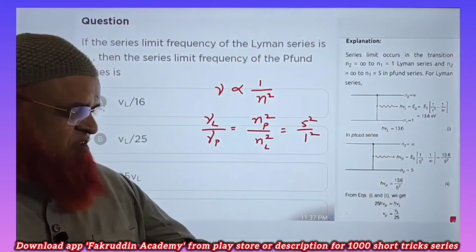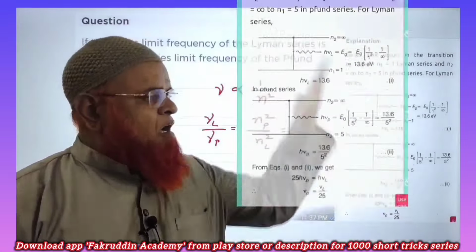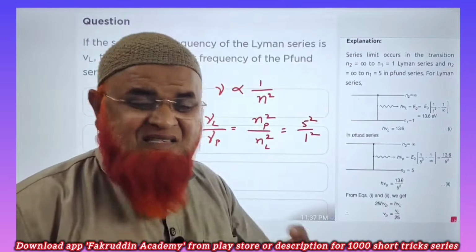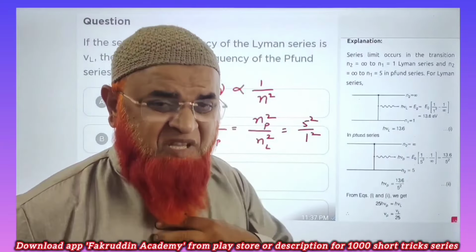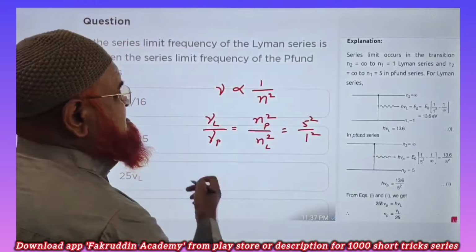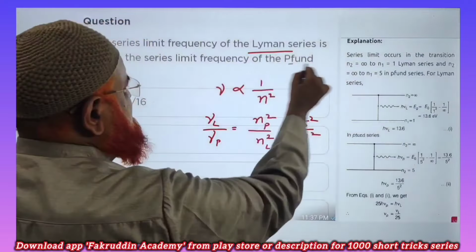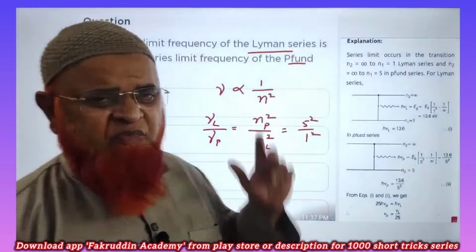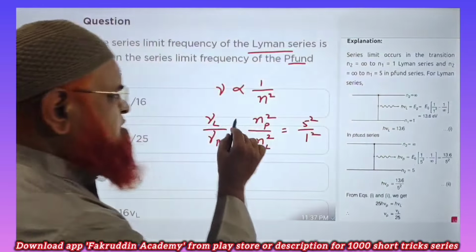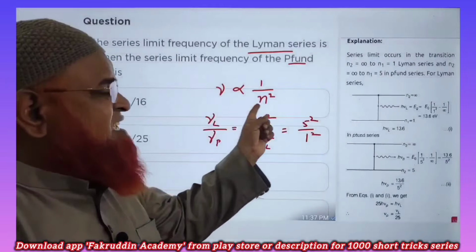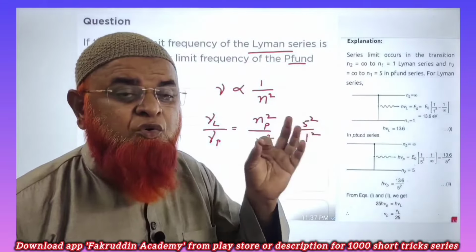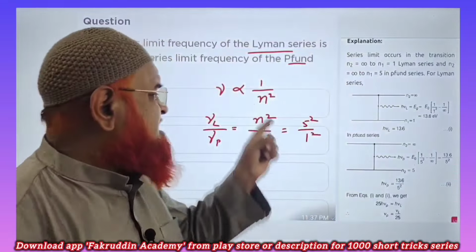Friends, see the lengthy methods given in the books. Not necessary. Let us use a simple shortcut method to solve the problem of this series here. So this is going to be the Lyman series and that is the Pfund series. You know the lengthy methods given in the books, but you should remember only one thing: frequency is inversely proportional to the square of the principal quantum number.